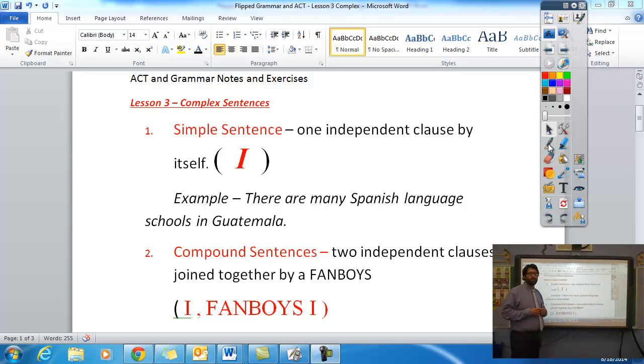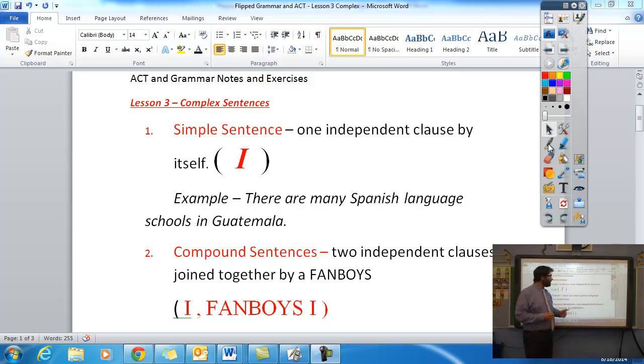Okay, welcome to ACT and Grammar video number 3. Today we're going to be taking on complex sentences. But before we do that, let's do a quick review of the type of sentences that we discussed in video number 2. Simple and compound sentences.